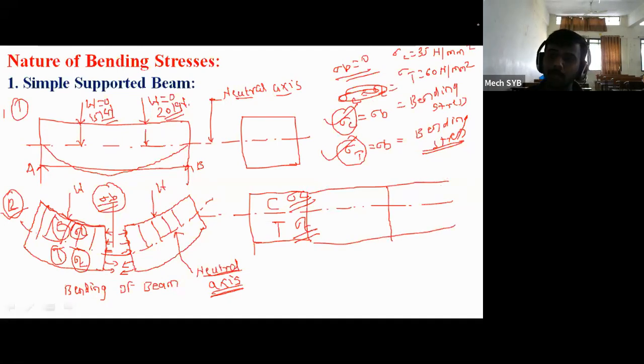Now we have to represent sigma c and sigma t. Always, sigma t will be represented at the right side of the vertical line. This vertical line that I have drawn, sigma t is always represented on the right side of it, and sigma c is always represented on the left side of this vertical line. Now sigma t is equal to 60 Newton per mm square, so which side will it come? The right side, correct.